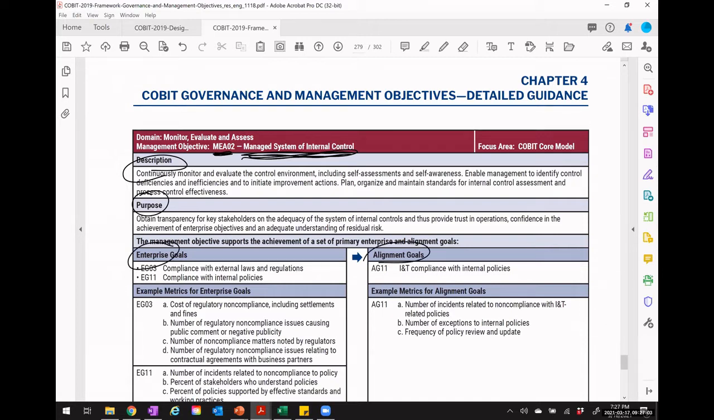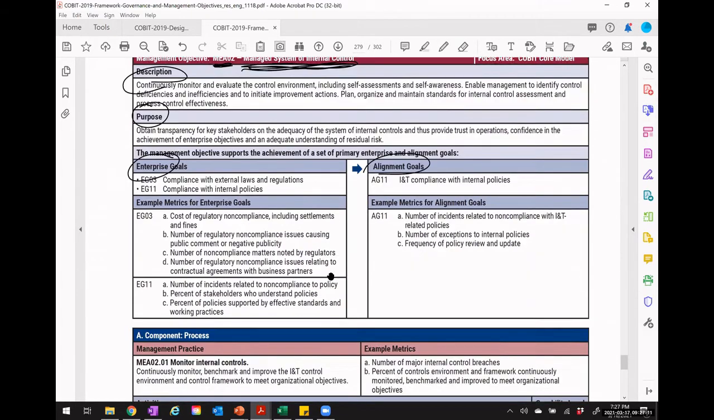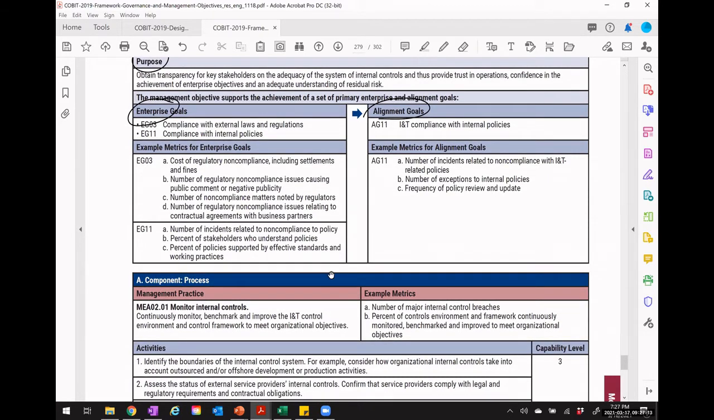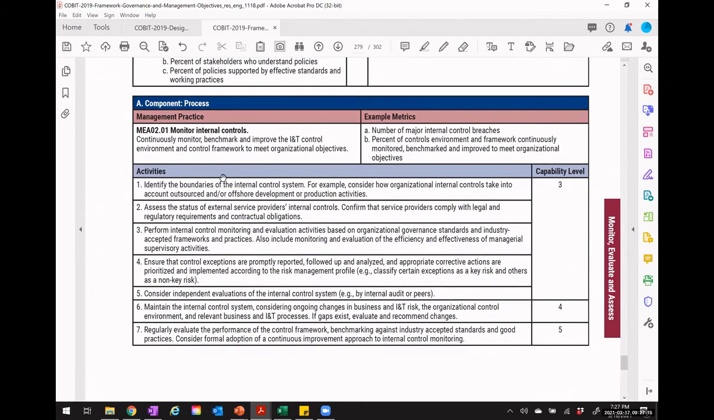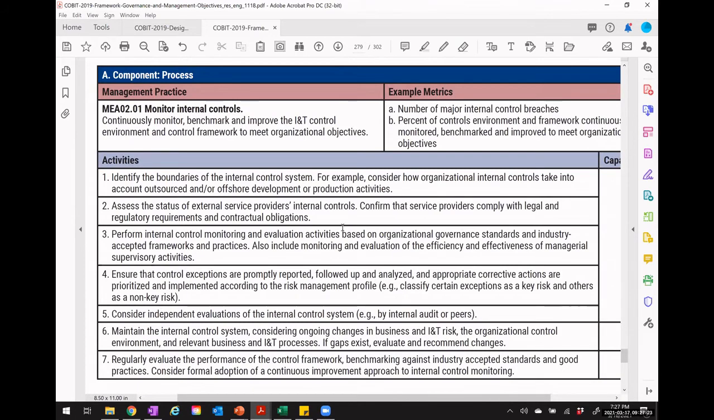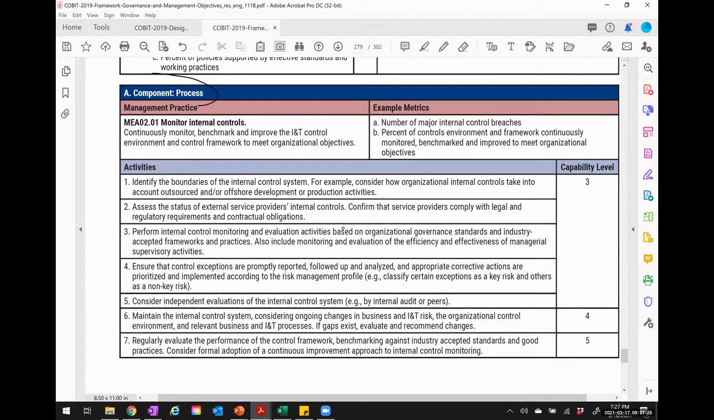We haven't had a whole lot of time to talk about enterprise goals, but it links back to something called the goals cascade, which we'll hit in a few minutes. It gives you some example metrics. Oh, look at this. Do you remember when I told you guys about those things called components? And I said those components are the ingredients of my governance system. And the first component was called process. Let's break this down. This is my first component called process. There's 7 of these guys.